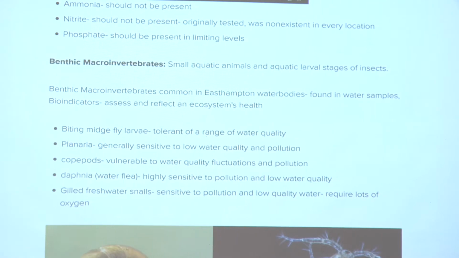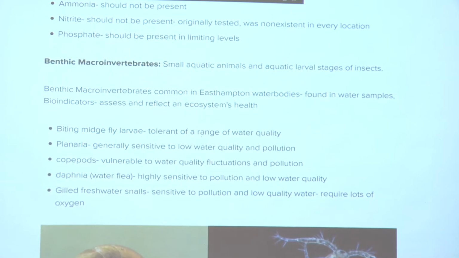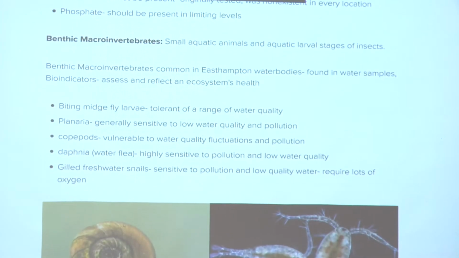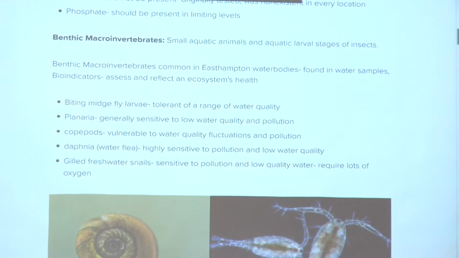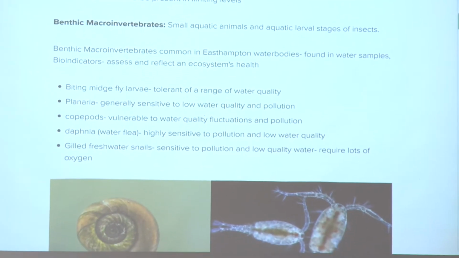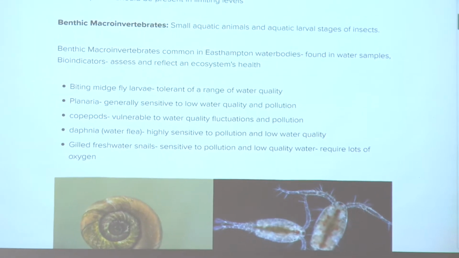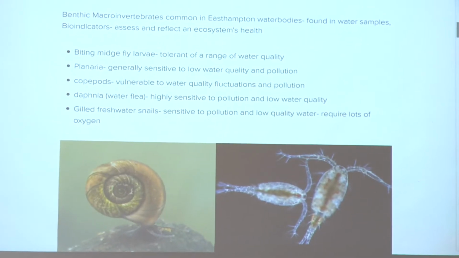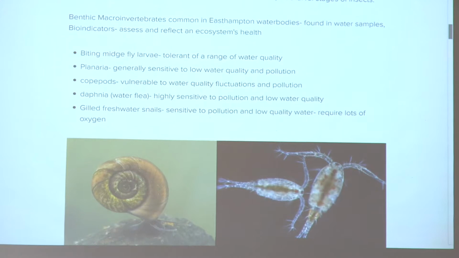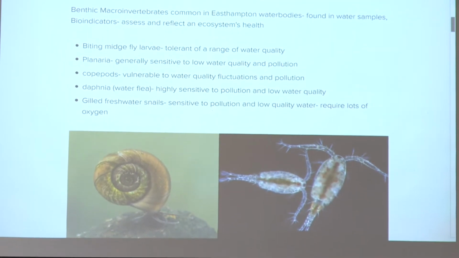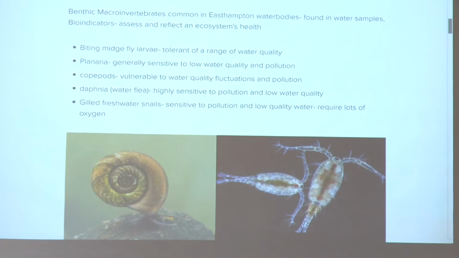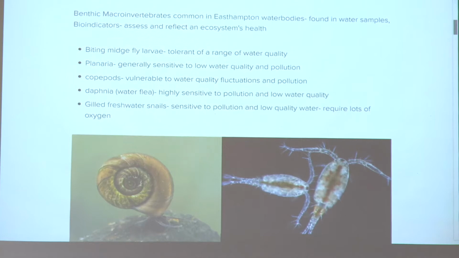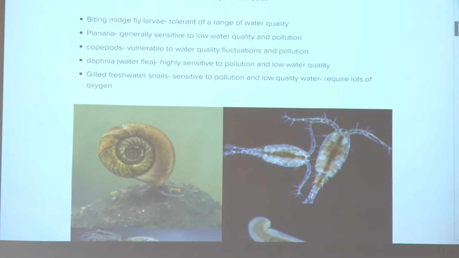Benthic macroinvertebrates are small aquatic animals and aquatic larval stages of insects, and some of the ones that are common in East Hampton that I found in some of the water samples were bioindicators, which assess and reflect the health of a specific ecosystem. Some that I found were biting midgefly larvae, which are tolerant of a range of water quality, planaria, which are generally sensitive to low water quality and pollution, copepods, which are vulnerable to water quality fluctuations and pollution, daphnia, which are highly sensitive to pollution and low water quality, so seeing those were a good sign.